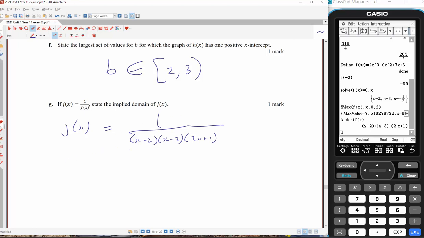Okay, and what we'll do is we'll say where x is an element of all real numbers, but we're going to remove some things from that. It's when this one's equal to 0, because if this is 0, then it's 1 divided by 0, which is undefined. So we're going to remove 2, we're going to remove 3, and we're going to remove negative a half. So it's all real numbers except -0.5, 2, and 3, because all three of these will cause divide by zero errors.